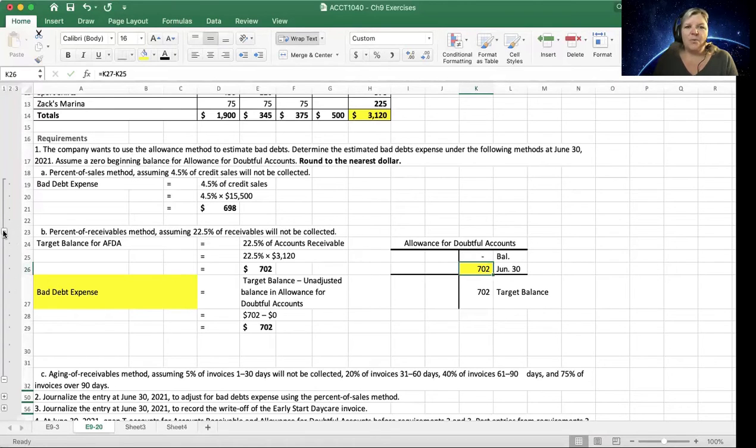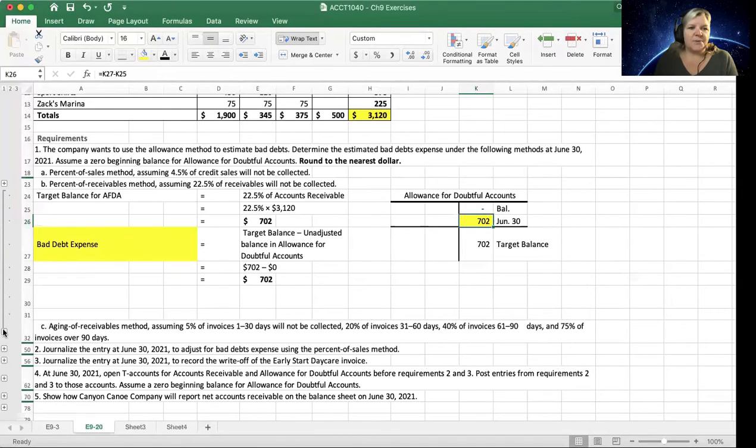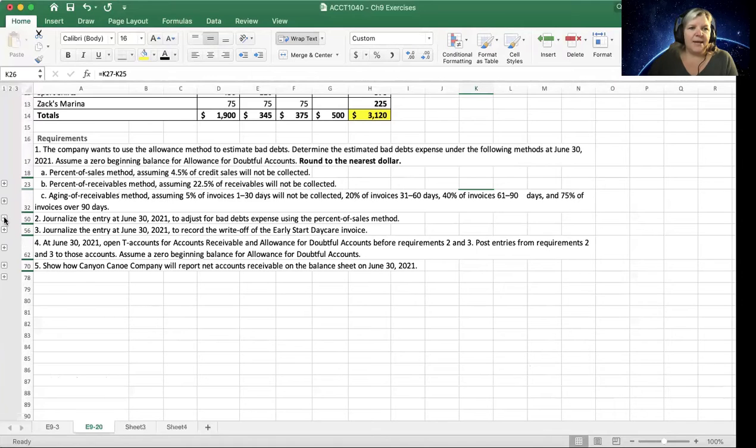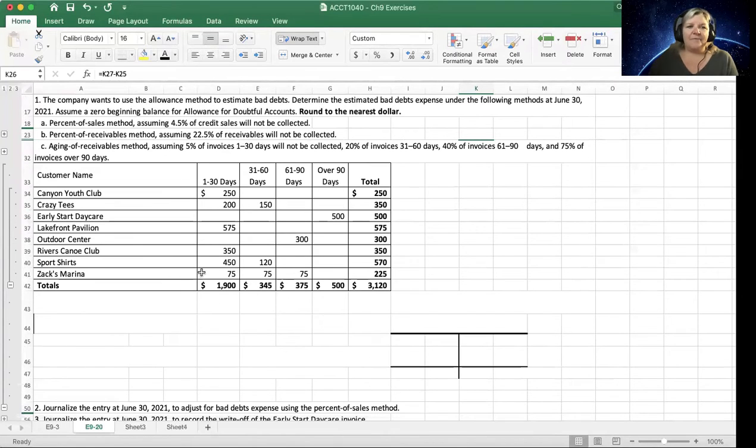Okay, so that's 1 and 2. I'm just going to close those off so we can see number 3 here. All right, for number 3, we're using the aging of receivables method, and we're assuming 5% of invoices over 1 to 30 days won't be collected, 20% of the next column, 40%, and 75%.